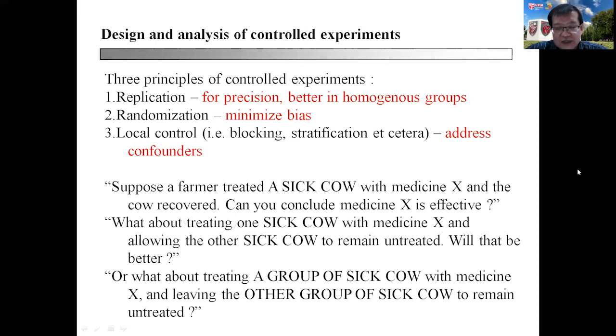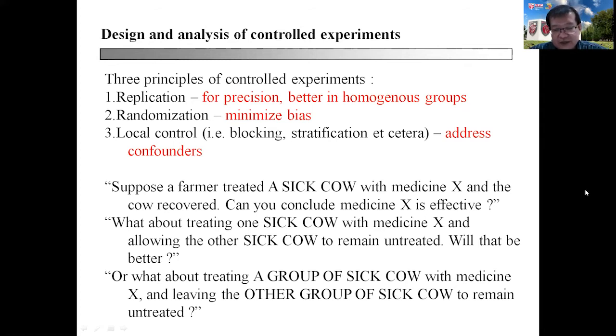Local control can be achieved via blocking, stratification, or various other strategies in order to address confounders. Remember, confounders are factors that we may not have necessarily identified at the outset of experiments, but could potentially affect the outcome of the experiments. Well, let's look at control experiments.